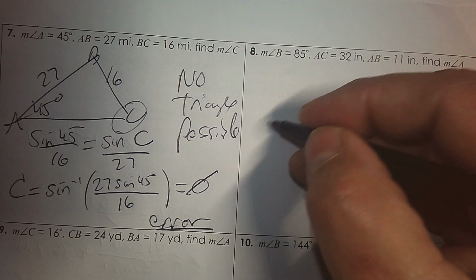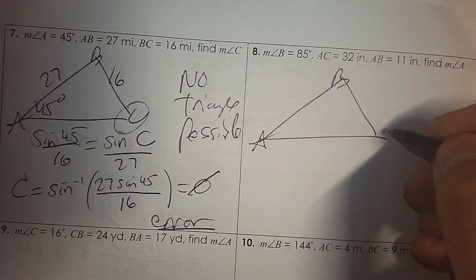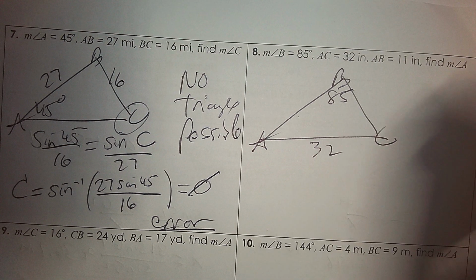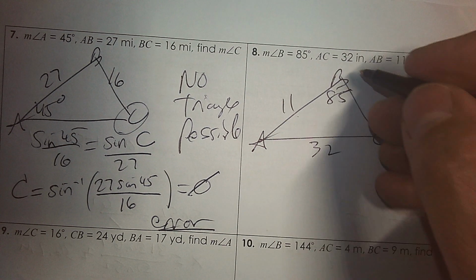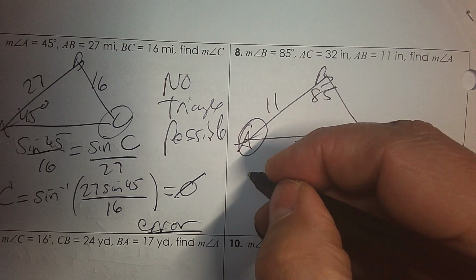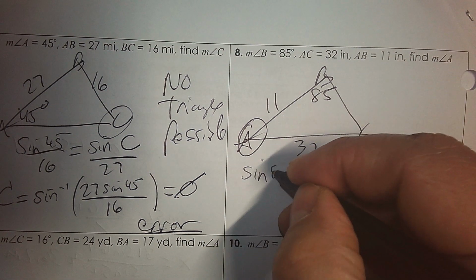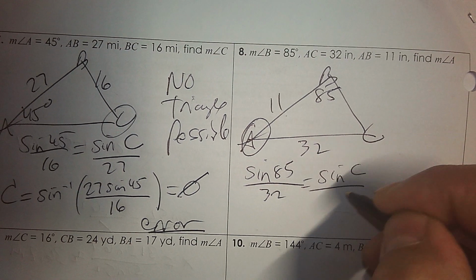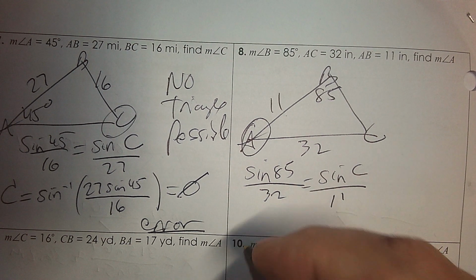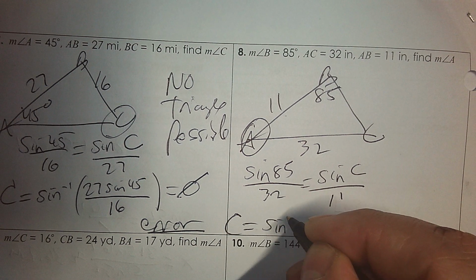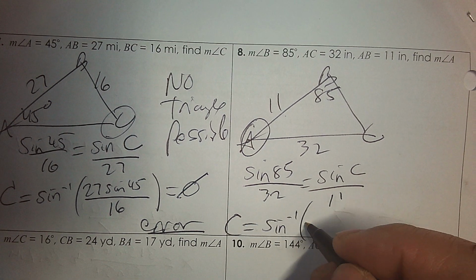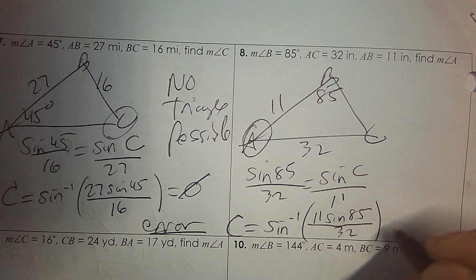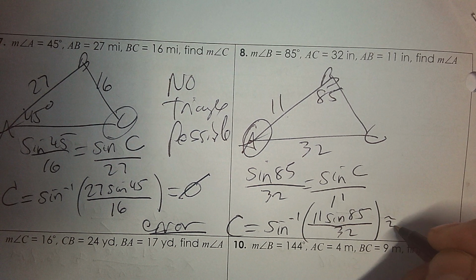All right, triangle ABC. So angle B is 85, AC is 32, AB is 11. Find angle A. Start with what you know. So what we know is angle 85 and its opposite side. I don't know angle C, but it's opposite of 11. To get C by itself, solving for a missing angle, it's inverse sine, you're going to cross multiply, 11 times sine 85 divided by 32. And that's going to give you the answer, 20 degrees.